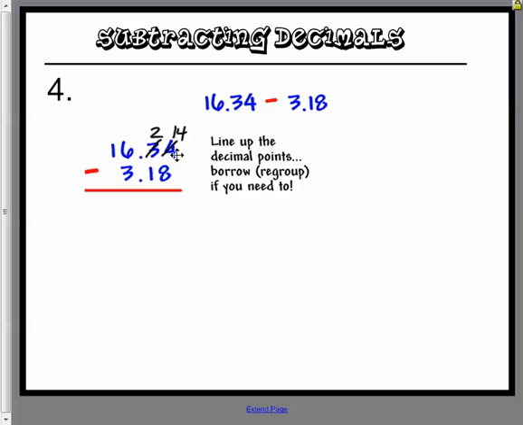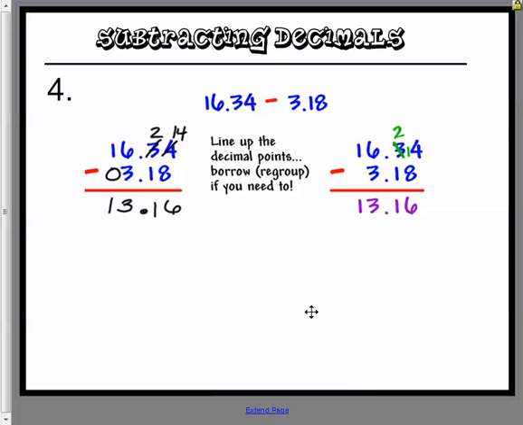So 14 minus 8 gives me 6. 2 minus 1 gives me 1. 6 minus 3 gives me 3. 1 minus nothing gives me 1. So 13 and 16 hundredths. Here's the pretty version if you like that one better. Okay? Nice and colorful. All right, let's look at another one.